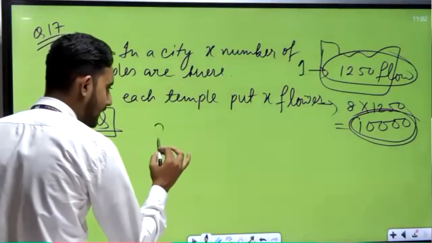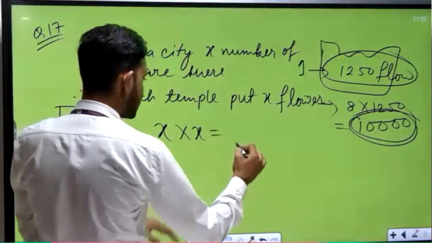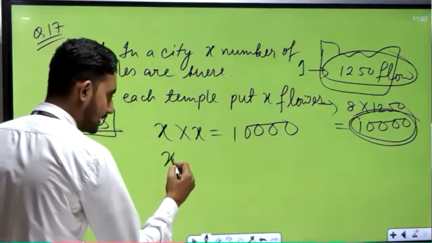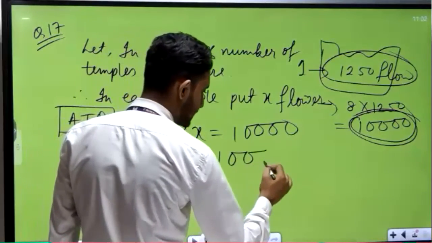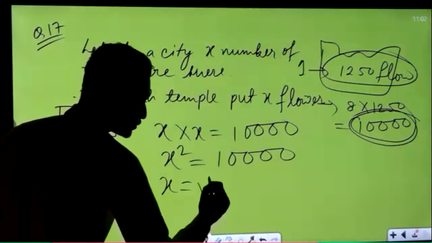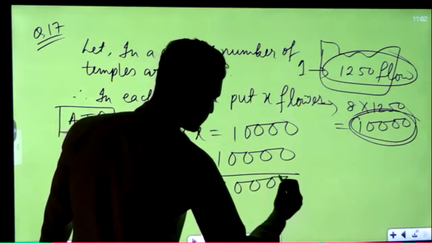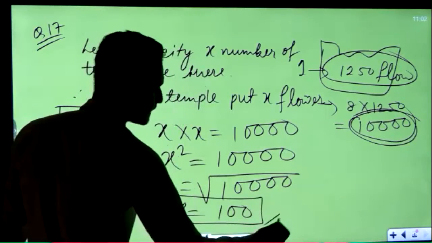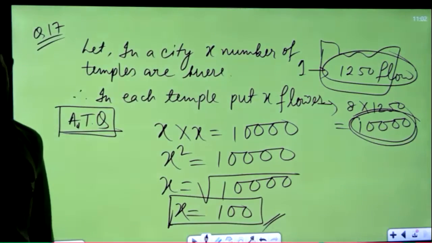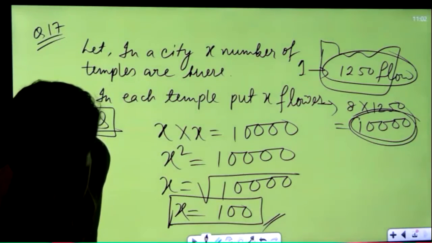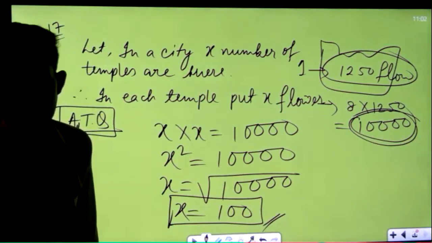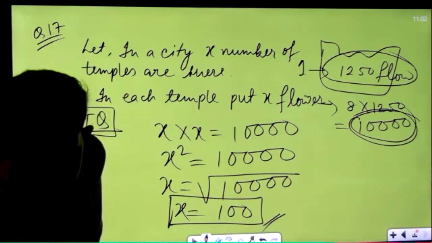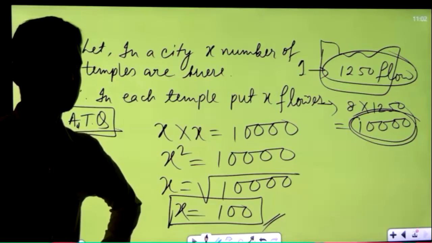So we can write X multiplied by X is equal to 10,000. X into X, X square is equal to 10,000. X is equal to root over 10,000, and the answer will be 100. Okay, X is equal to how many? X is equal to 100. Did you understand?